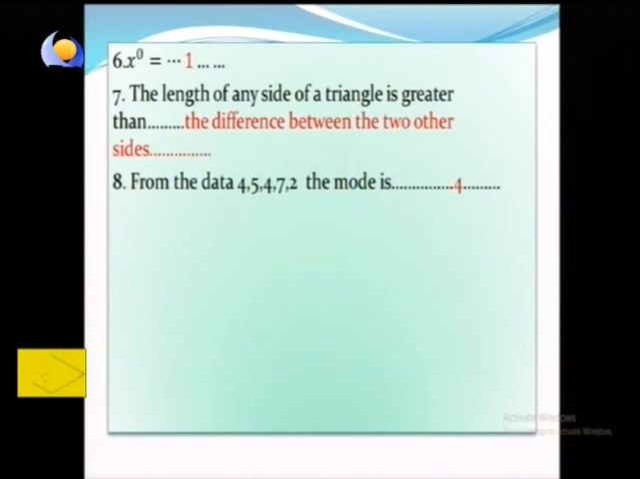Number 8, from the data 4, 5, 4, 7, 2, the mode is, we said that the mode is the most frequent number. It's clear that the 4 is repeated 2 times, so it is our mode.